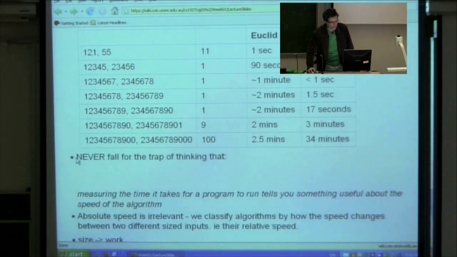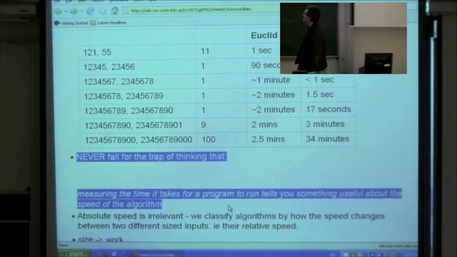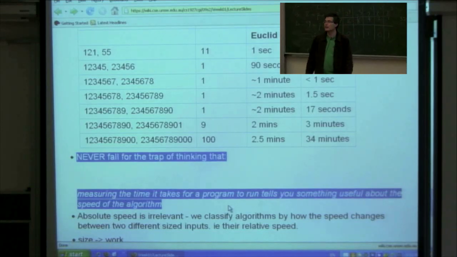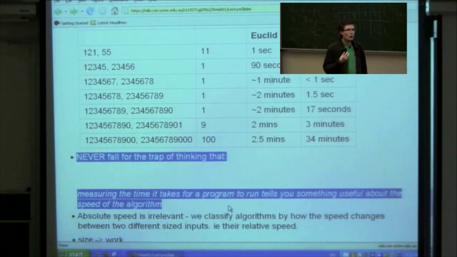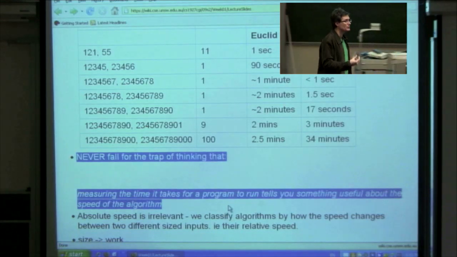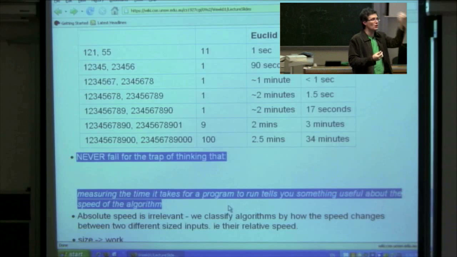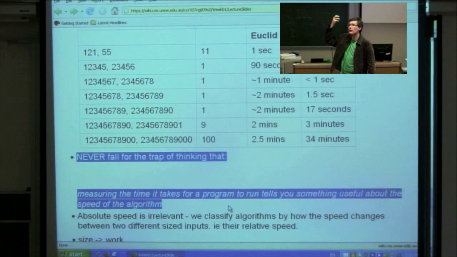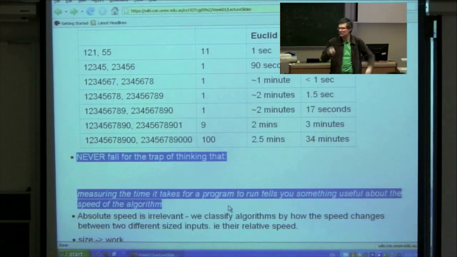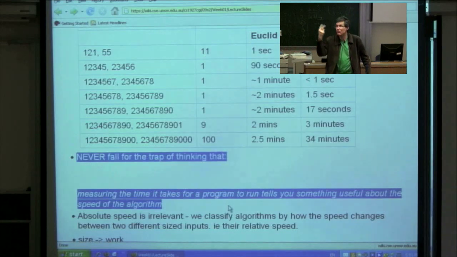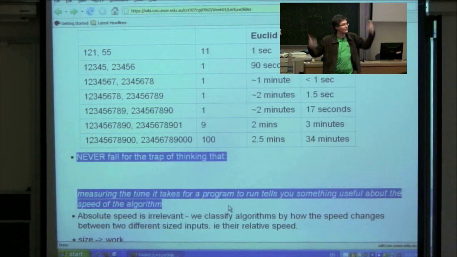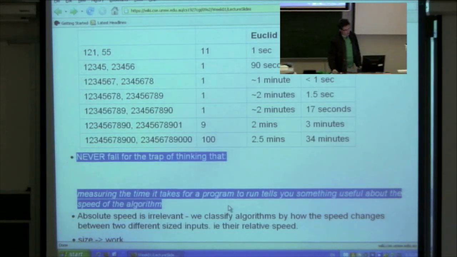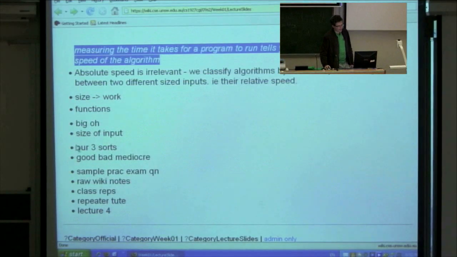Here's my summary point to take away for today. Never fall into the trap of thinking that measuring the time it takes for a program to run tells you something useful about the speed of the algorithm. It tells you nothing about the algorithm. If we wanted to work out something about the algorithm, which you will have to do for your assignment, we have to look at how long it takes to solve one size problem, and the ratio of that to how long it takes to solve a bigger problem. If we double the size of the problem, does it take twice as much? Does it take 4 times as much? Does it take even more? Absolute speed is irrelevant. We classify algorithms by how the speed changes between different size inputs.